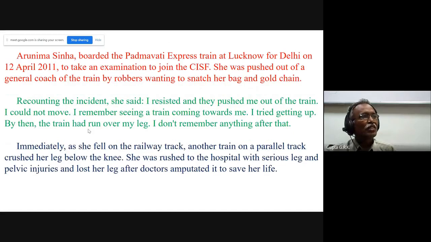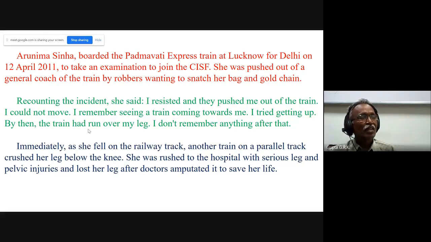Arunima Sinha boarded the Padmavati Express train at Lucknow for Delhi on 12th April 2011 to take an examination to join the CISF. She was pushed out of the general coach of the train by robbers wanting to snatch her bag and gold chain. Okay, there was some robbery there, and when she resisted, she was pushed out of the train. Recounting the incident, she said, "I resisted and they pushed me out of the train. I could not move. I remember seeing a train coming towards me on the other track. I tried to get up. By then, the train had run over my leg. I don't remember anything after that."